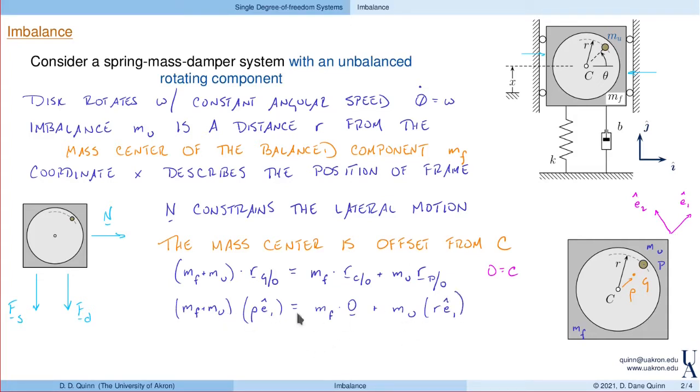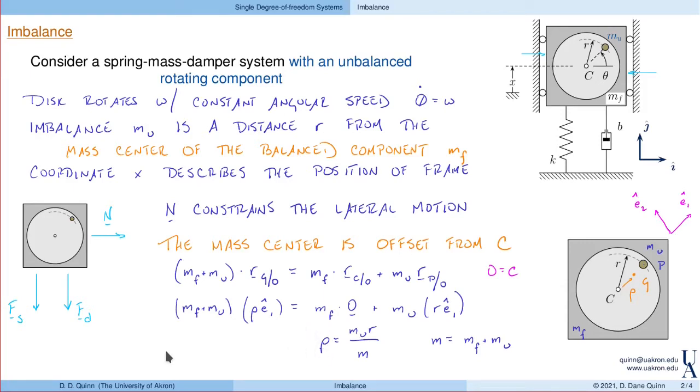So here we can solve this for rho. And what we find is that rho is mu, the mass of the imbalance, times the eccentricity of the imbalance, divided by the total mass. We'll just call that m, where m is the total mass, the m of the frame plus m of the imbalance. And remember the frame includes the mass of the balanced part of the disk.